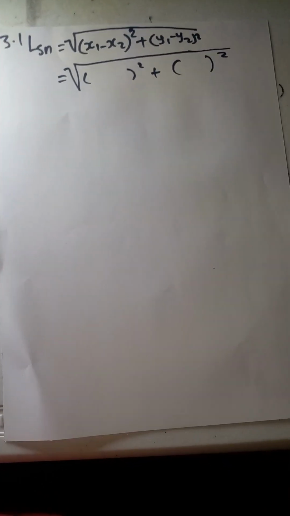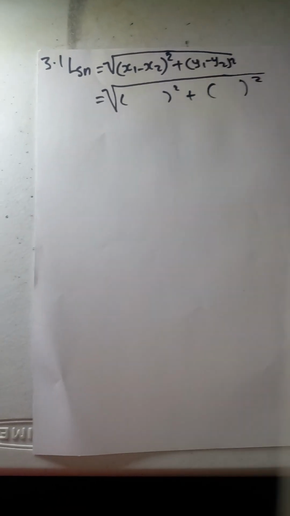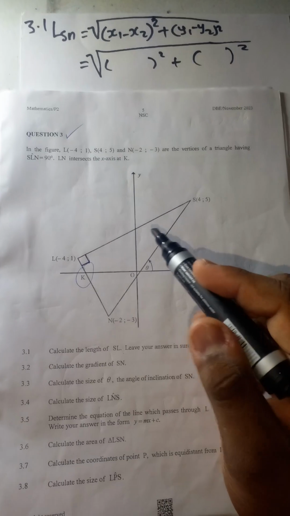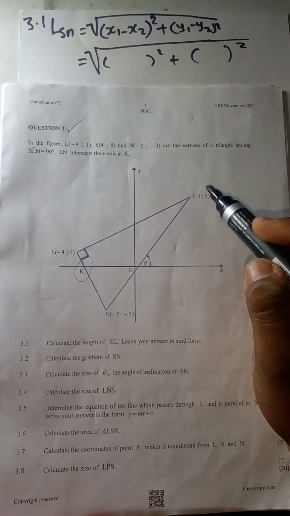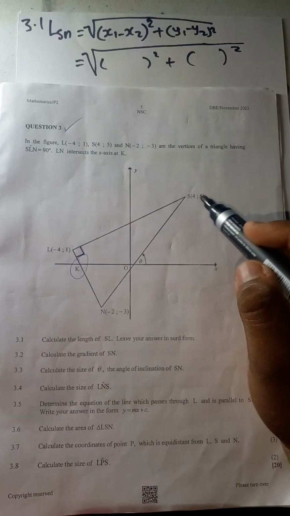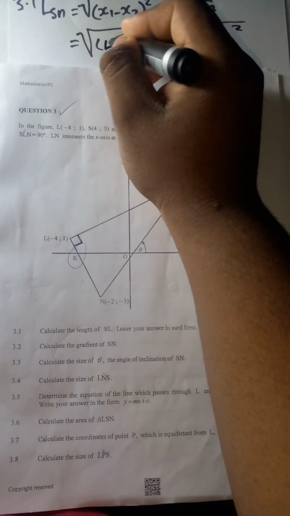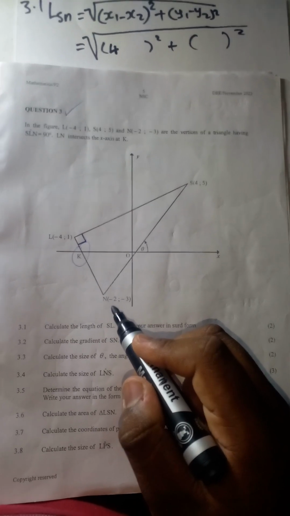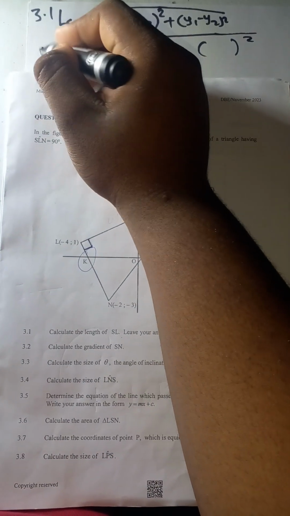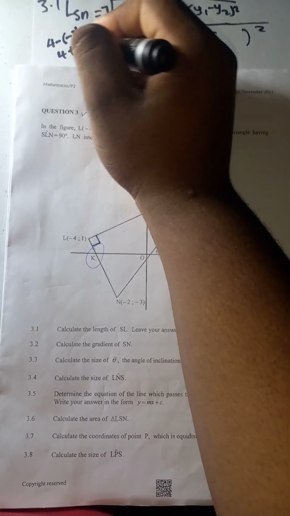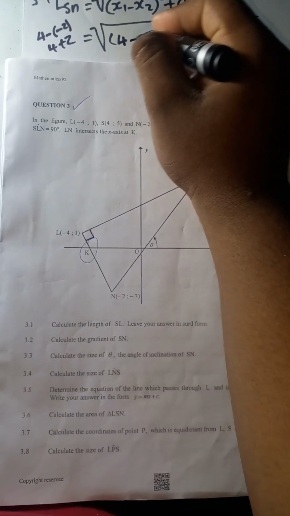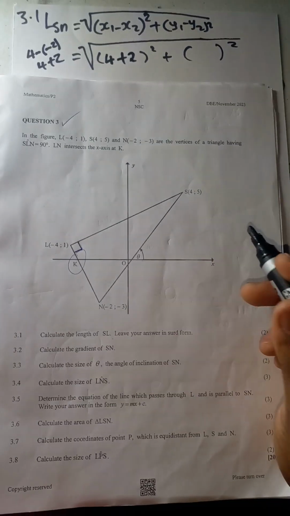Let's substitute. They said S and N, so we are simply going to take the coordinates of S and the coordinates of N. At S, the x value is 4, so I can write 4 here. At N, the x value is minus 2. So it will be 4 minus negative 2, which is the same as 4 plus 2. So I can write it as 4 plus 2 squared.